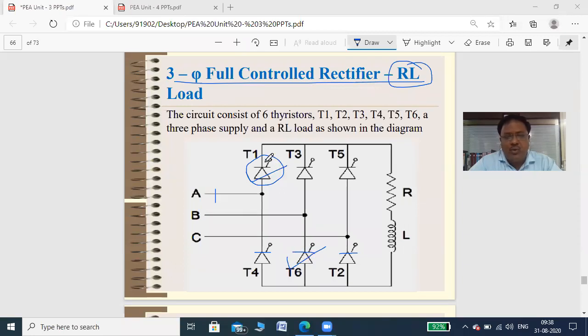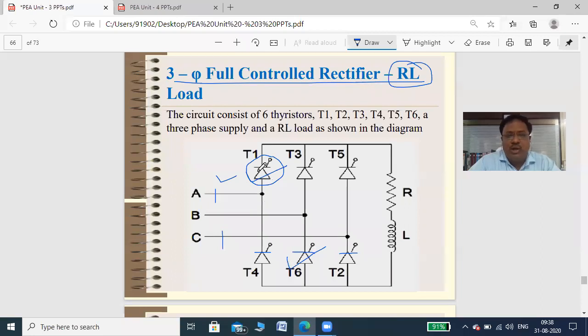At a time, both SCRs, T1 and T6, should conduct. Only then will you get a proper output voltage; otherwise your output may not be proper. So the same triggering pulse, meaning the same circuit, is used to trigger T1 and T6. Then after 60 degrees, T6 turns off and T1 stays on, because A is still more positive, but now C is more negative.